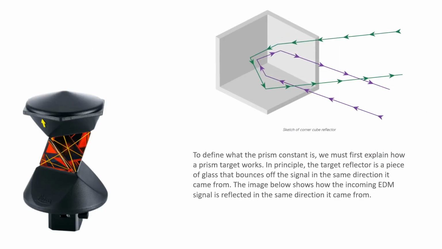To define what the prism constant is, we must first explain how a prism target works. In principle, the target reflector is a piece of glass that bounces off the signal in the same direction it came from. The image shows how the incoming electronic distance measurement signal is reflected in the same direction it came from.